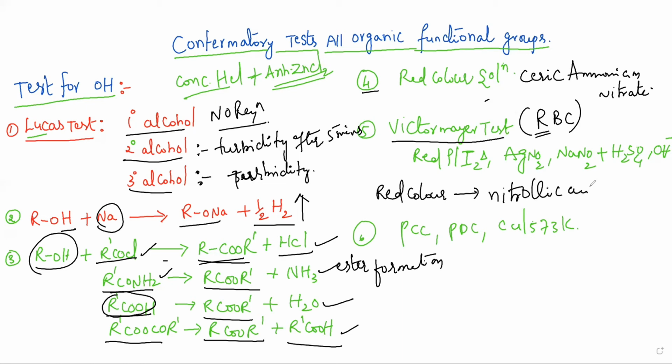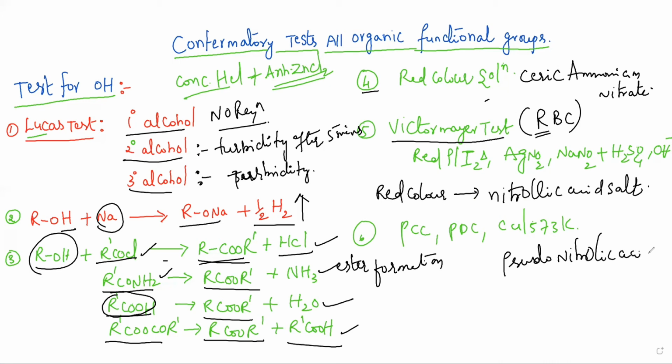And coming to the second one, secondary alcohol gives a blue color solution. This is nothing but pseudo nitrolic acid. So this is the second test.